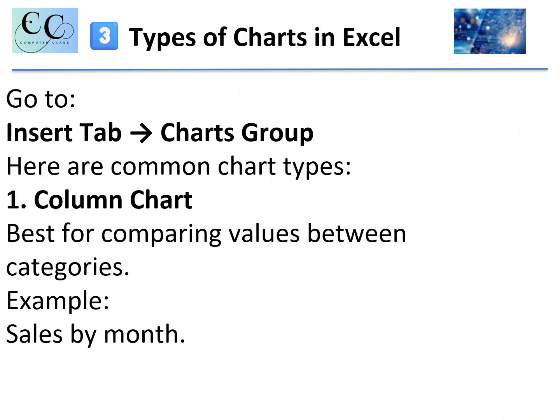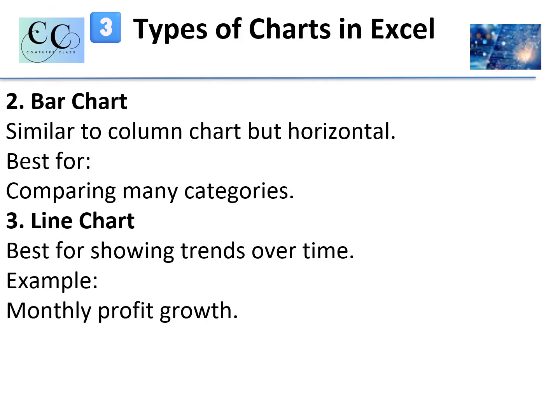Types of charts in Excel. Go to the Insert tab, Chart group. Here, there are common chart types. You'll just select column charts, best for comparing values between categories. Example, sales that are made within a specific given month. A bar chart is similar to a column chart, but horizontal. Best for comparing many categories.